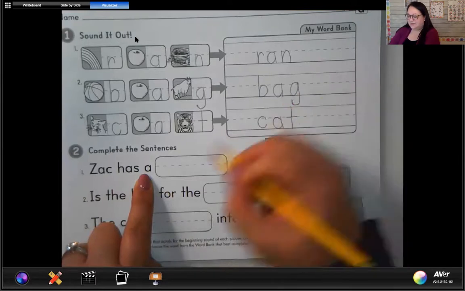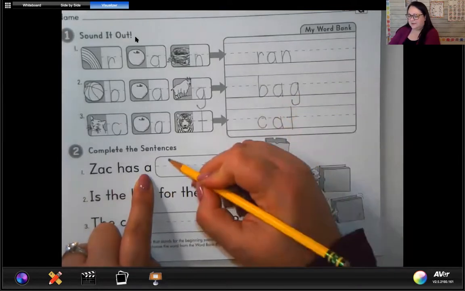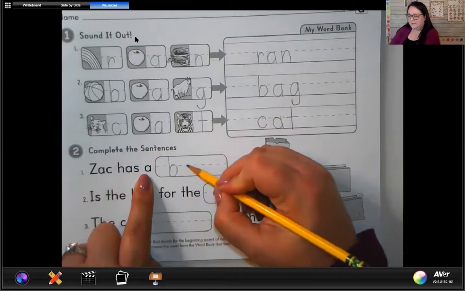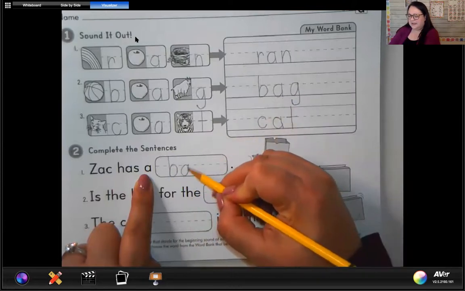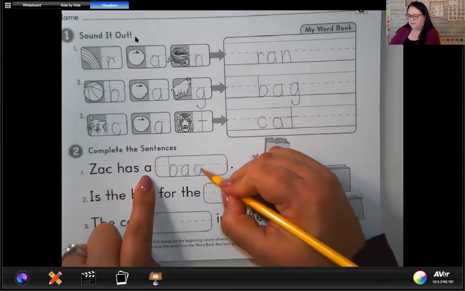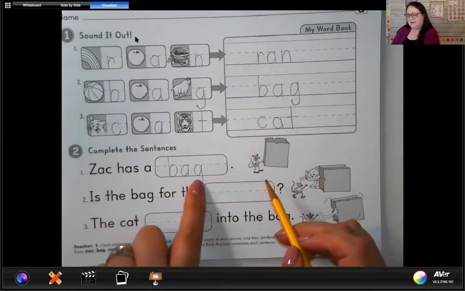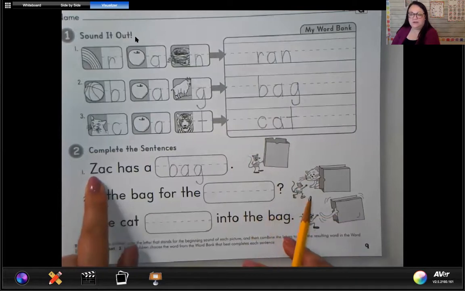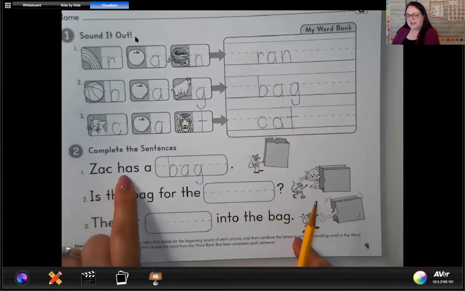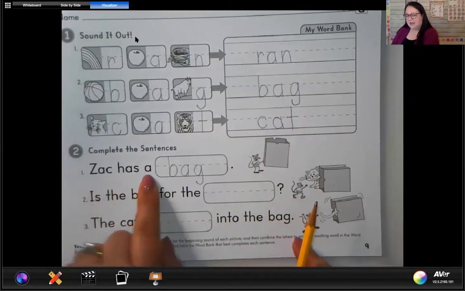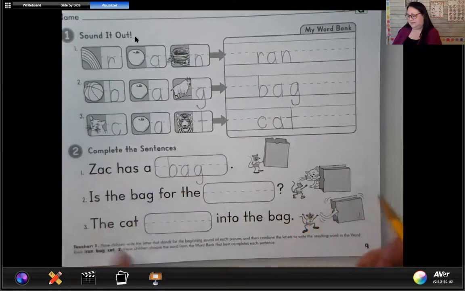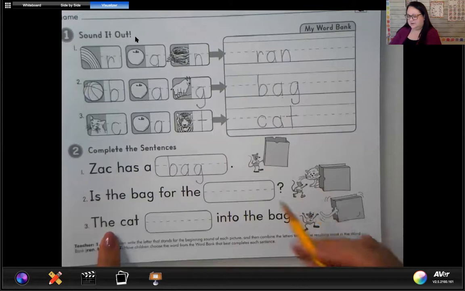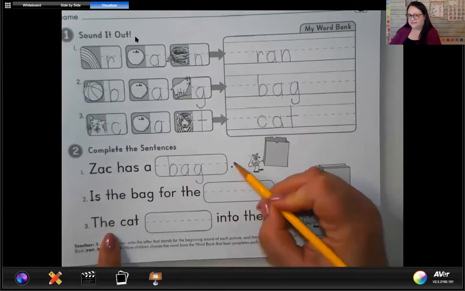So we're going to copy this word right here, bag, and put it in this spot. B, A, G. Bag. Okay. So let's try and read this word together. Point to the words as we read. Here we go. Zach has a bag. Now let's look at this next one. And we'll notice too, period at the end of this sentence.